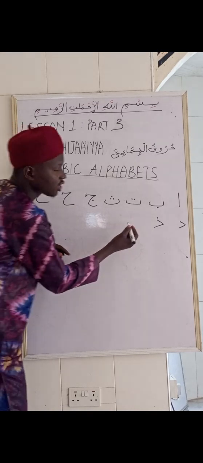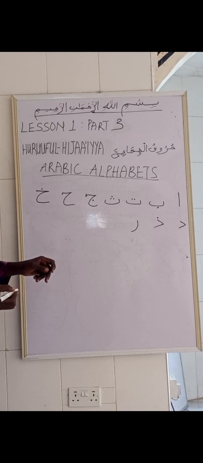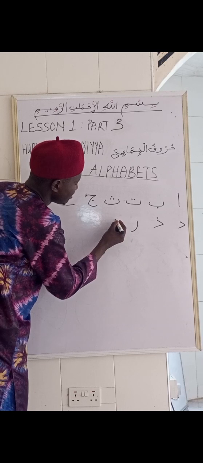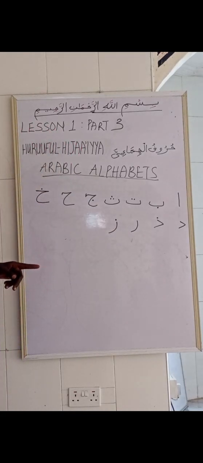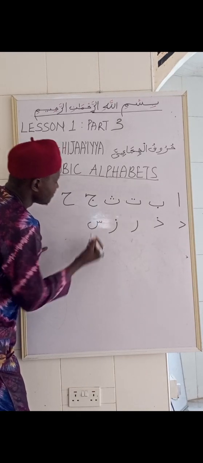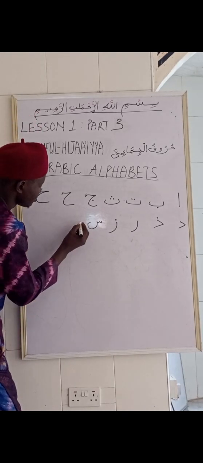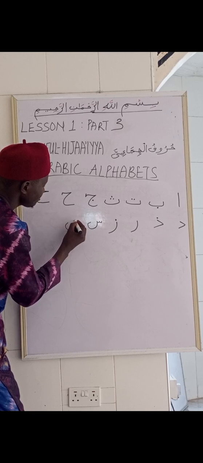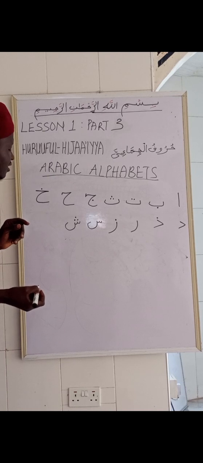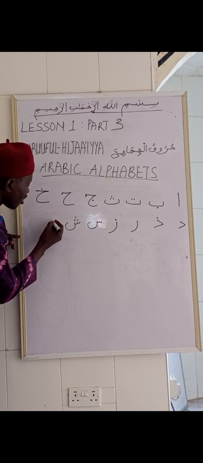The next one is what? Ra. The next one is what? Zain. The next one is what? Sin. The next one is what? Shin, it has 3 dots. Then the last one among the first 14 alphabets we've learned is what? Sad.